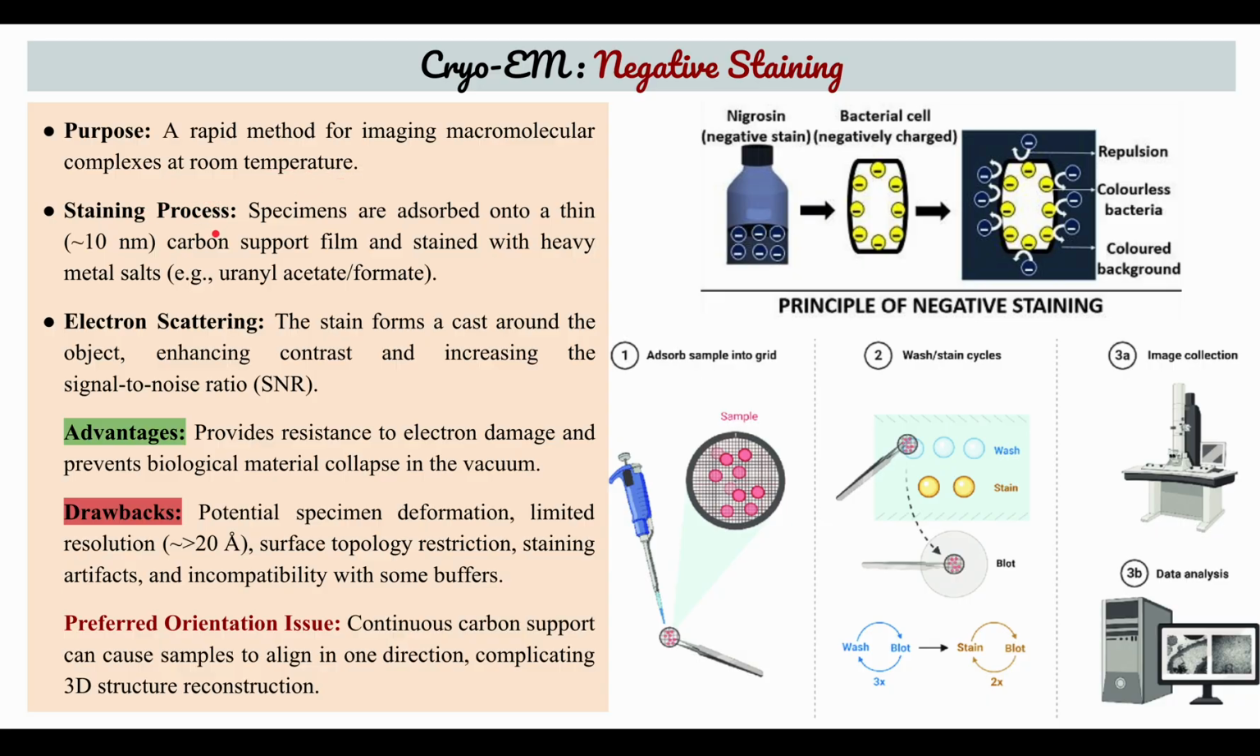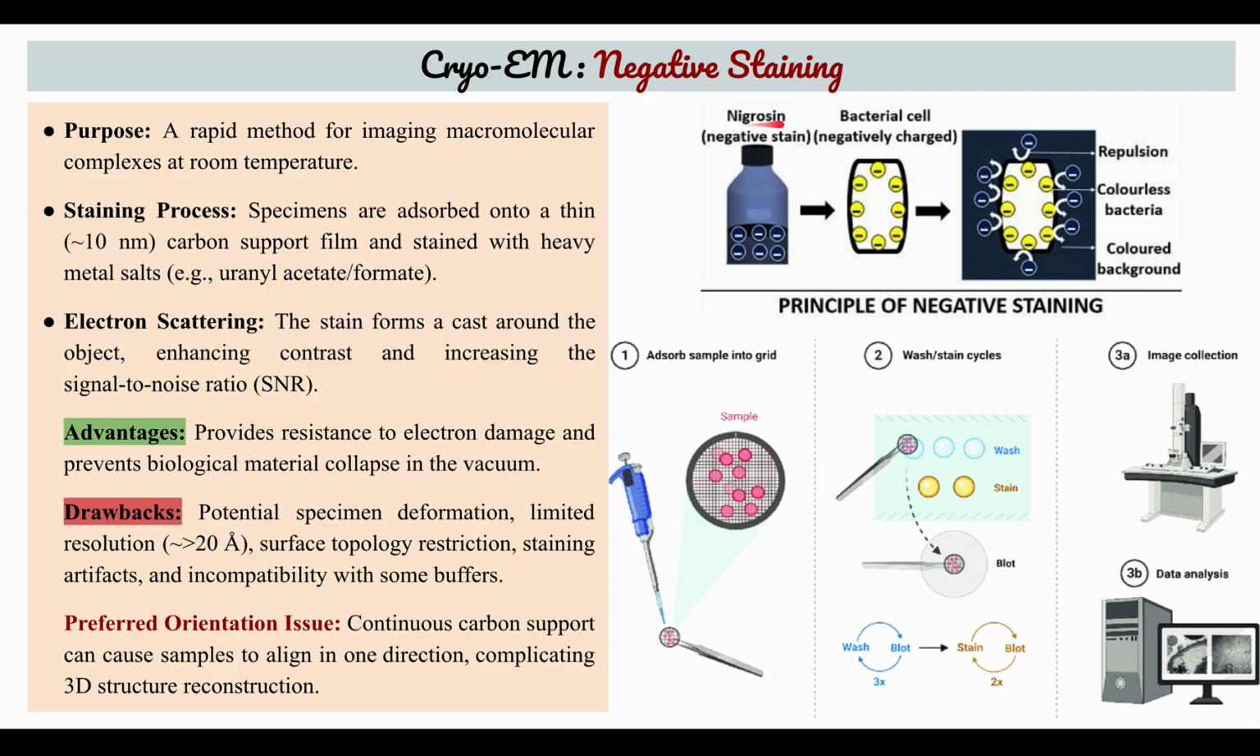In the staining process, the specimens are adsorbed onto a thin carbon support film, which we have previously seen. We stain them with heavy metal salts such as uranyl acetate and uranyl formate. These are salts of acetic acid and formic acid. Uranyl acetate and these heavy metal salts are generally used for staining. The stain forms a cast around the object, enhancing the contrast and increasing the signal to noise ratio. So that is the reason why we use negative staining.